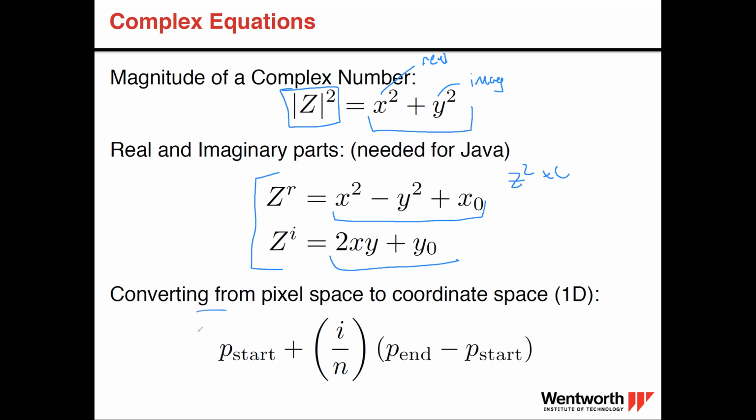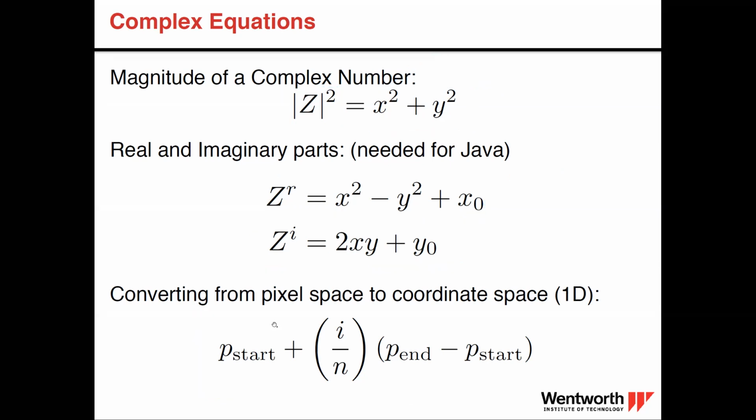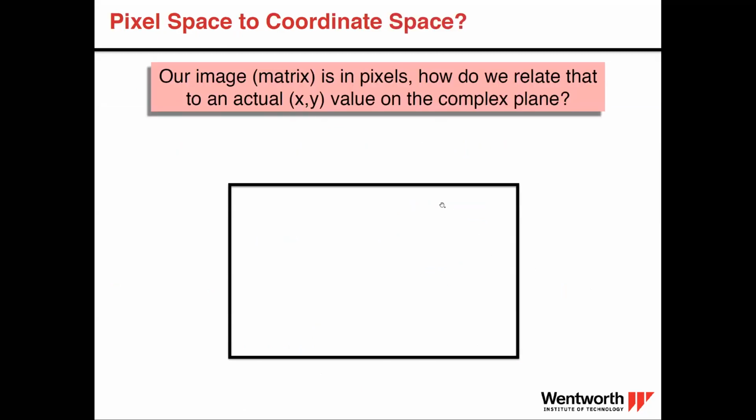And then this is a conversion from pixel space to coordinate space. So I have a little bit more detailed slides on this, but this is a conversion we're going to use in both dimensions. We're going to do it in the x and in the y. So let me give you an example of that.